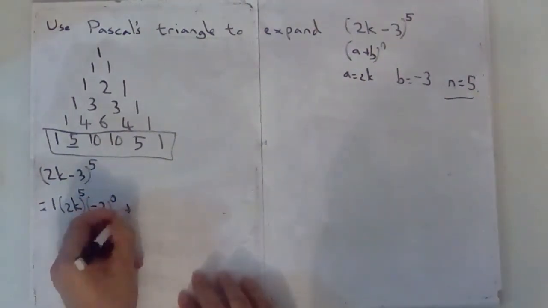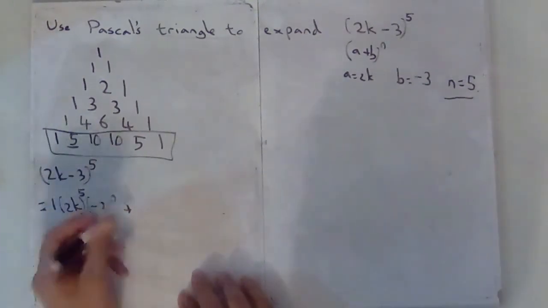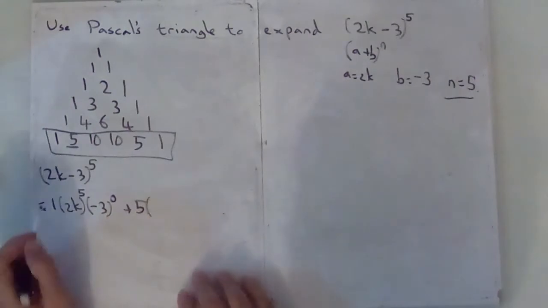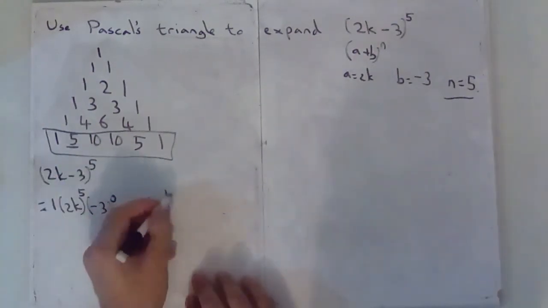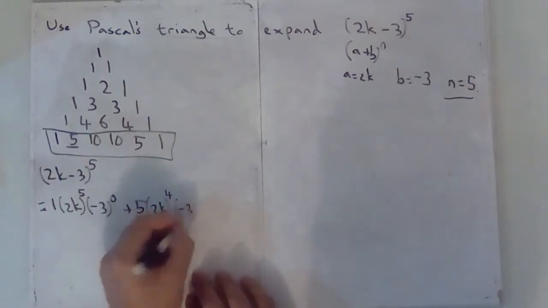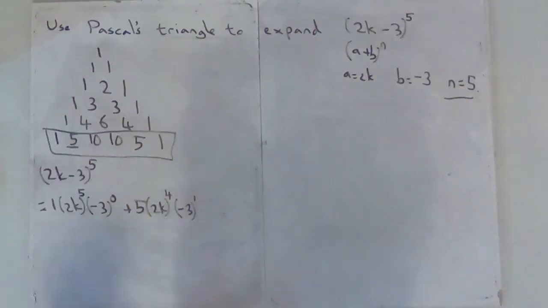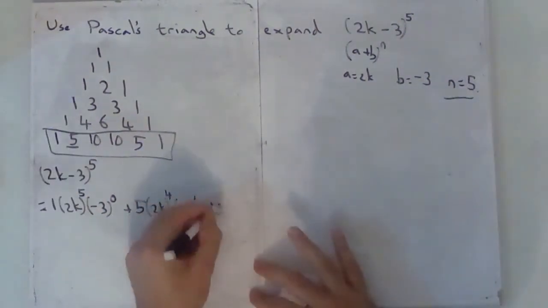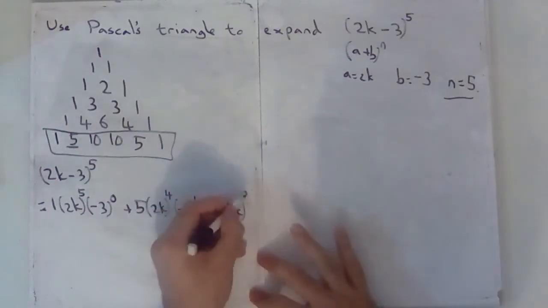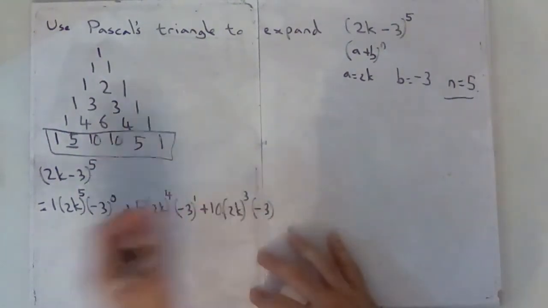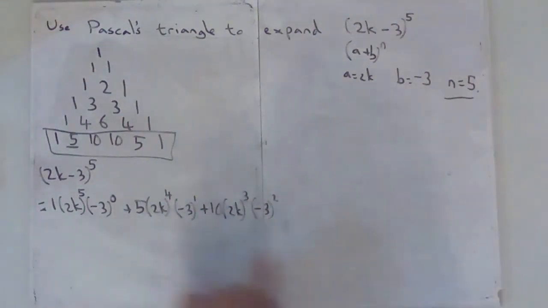For the second term, we need a coefficient, a power of the first thing, and a power of the second thing. The coefficient is 5. The power of 2k drops by 1 to a 4, and for −3 we raise the 0 by 1. Then we're on to the 10, that's the coefficient, 2k drops from 4 to 3, and −3 goes up from 1 to 2. Note that the powers add up to 5 each time.